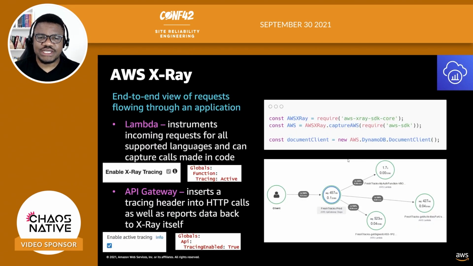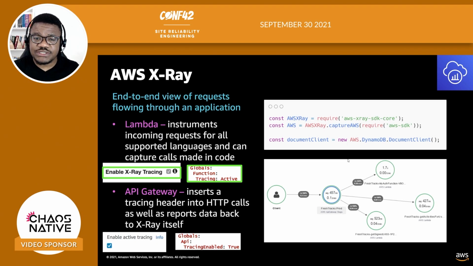Let's look at AWS X-Ray. AWS X-Ray provides distributed tracing to help you have an end-to-end view of requests flowing through an application. For the Lambda service, you can instrument incoming requests for all supported languages, and you can enable this within your Lambda function by either ticking the checkbox within the settings of the Lambda function, or you can also use any of the infrastructure as code tools of your choice if that's the means you use to deploy your Lambda function.